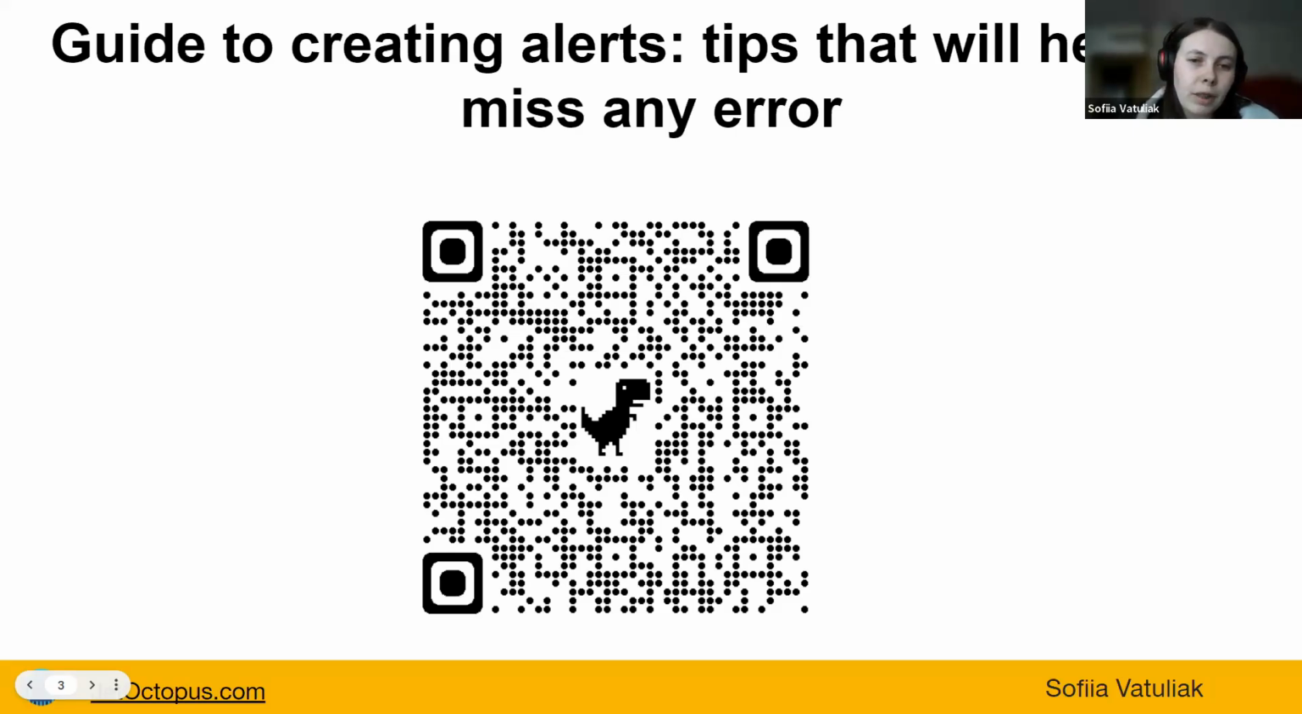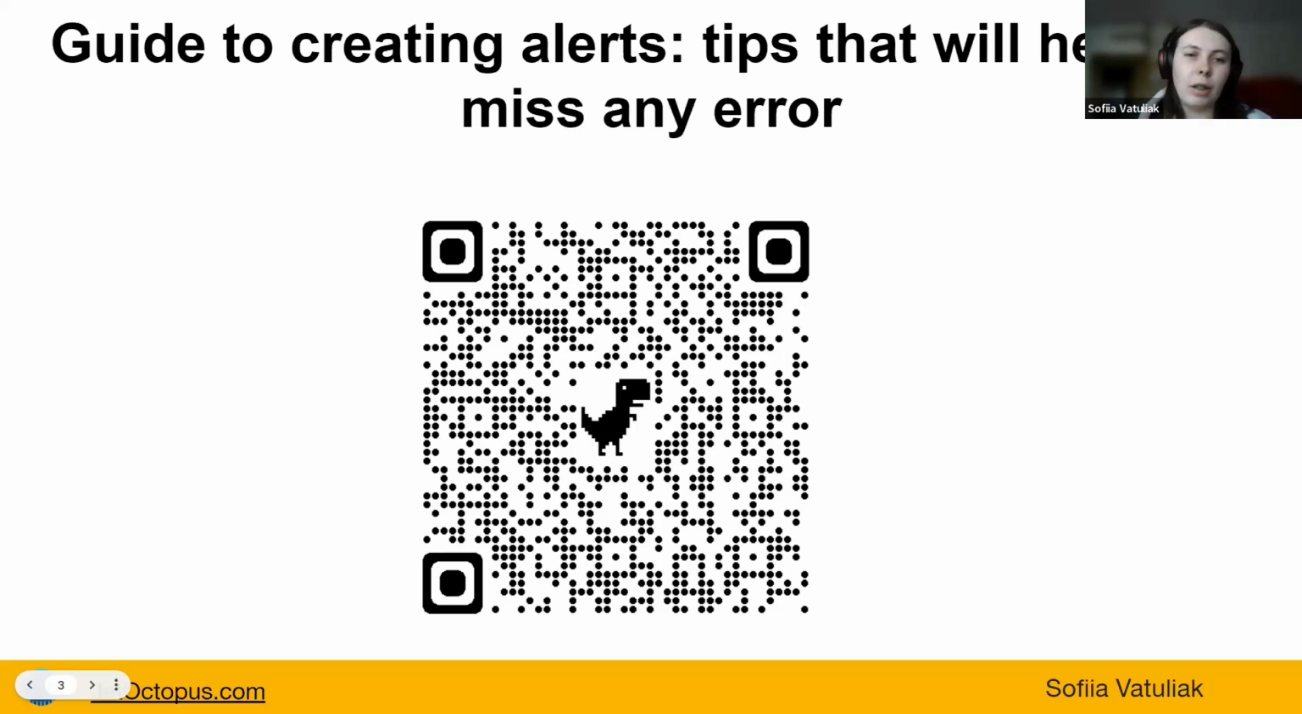Now, let's go to the main part. I'll explain what alerts are, how to set them up, and I'll show some examples from each section, because we have 5 sections in the alerts tool.